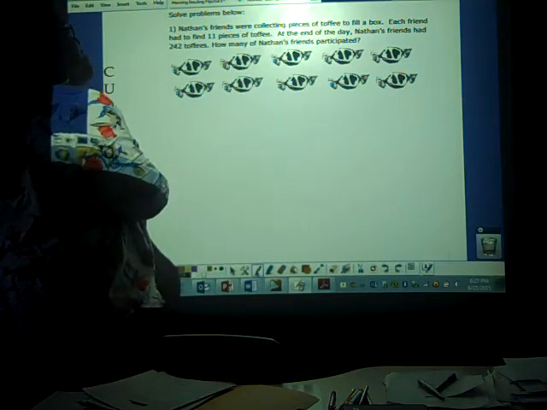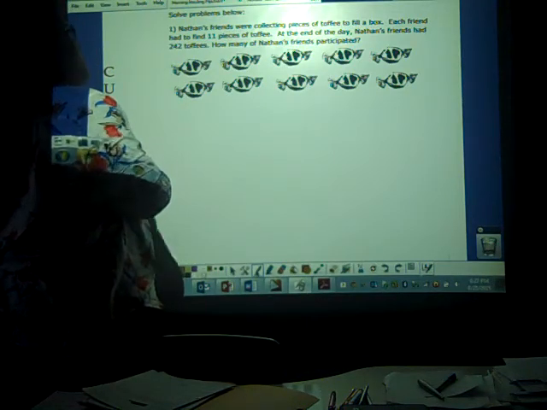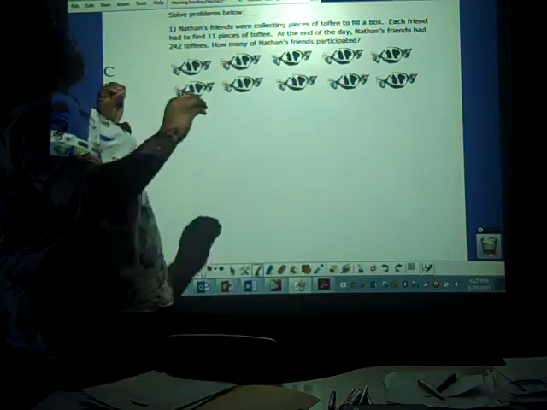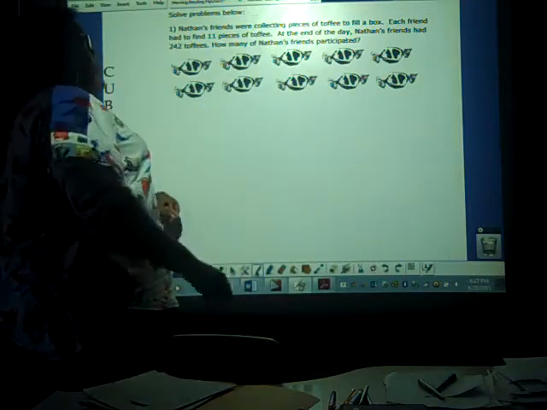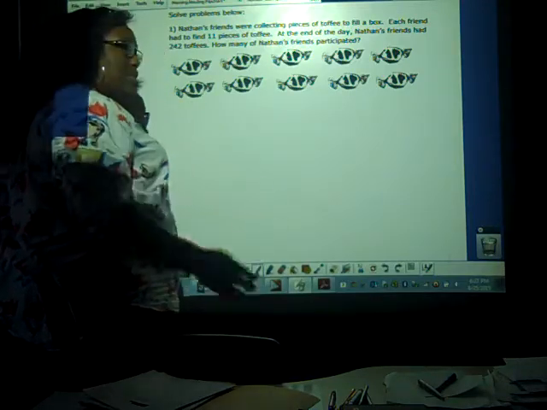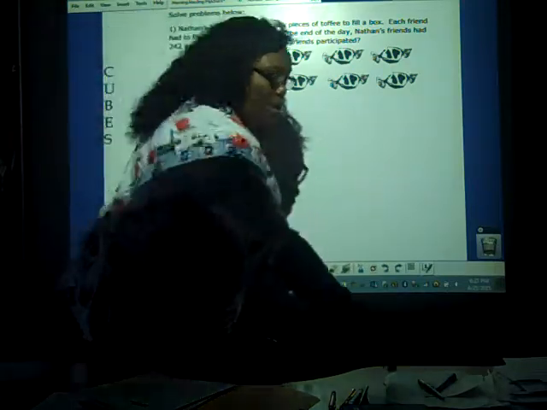Each friend had to find 11 pieces of toffee. At the end of the day, Nathan's friends had 242 toffees. How many of Nathan's friends participated? Okay, got it. Read through it. I know what's going on.